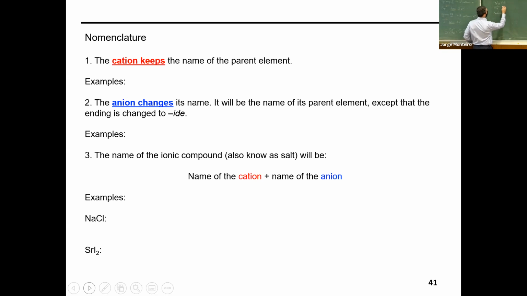So in this case, chlorine is the anion. So we are going to change the name of chlorine to chloride. Okay. So see here, change the ending to IDE. Okay. Sodium space chloride.